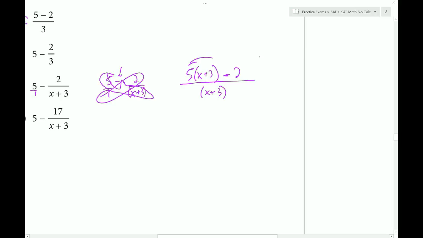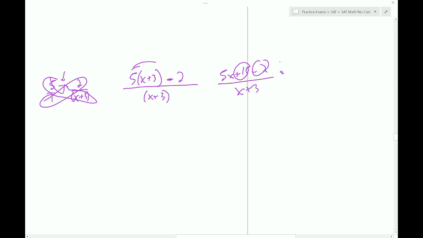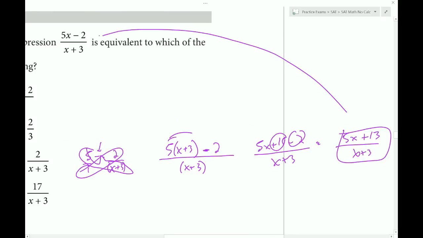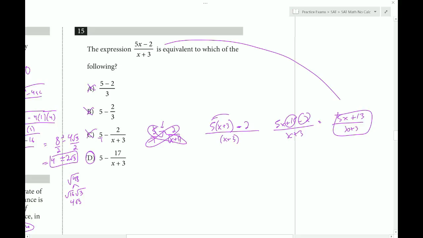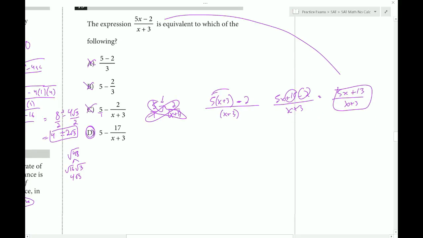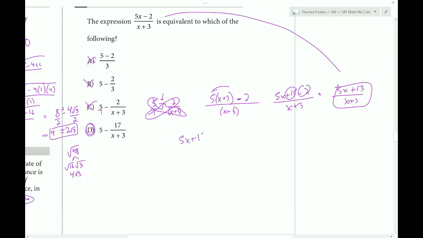Okay. So now I'm going to distribute the 5. I get 5x plus 15 minus 2 over x plus 3. And now I just combine the plus 15 with the minus 2, and that gives me a plus 13. And so this is my result. I'm going to compare that to the original. And it's close, but not quite. And actually, if you do it with choice D, you'll notice that it will come out correct, because we'll have 5x plus 15 minus 17 all over x plus 3, and the plus 15 and minus 17 will make a minus 2. So yes, that comes out correct.